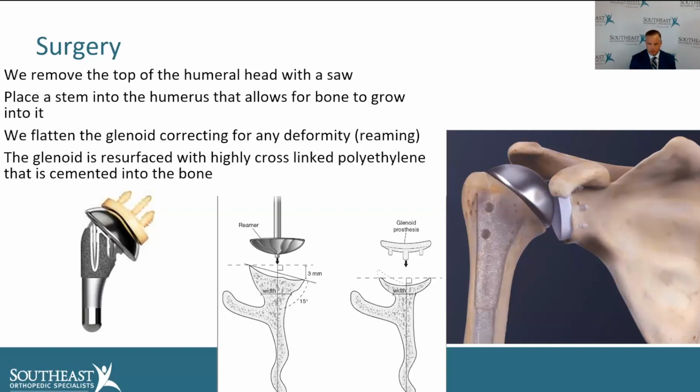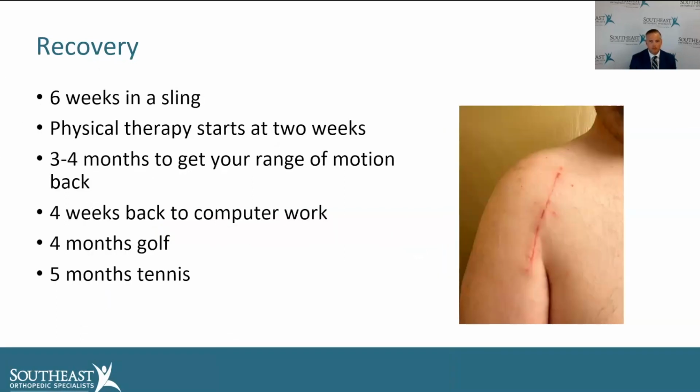So that center picture there gives you an idea of what reaming is. It basically just flattens out and accounts for any deformity. That's what the implant looks like on the left-hand side, and that's what it looks like in the shoulder. So what's recovery?